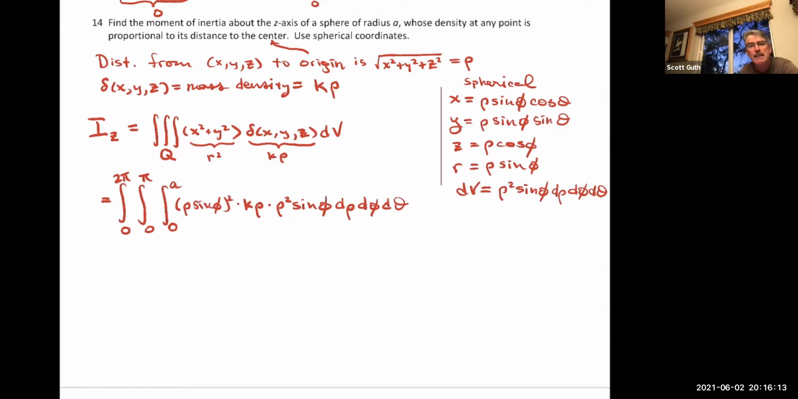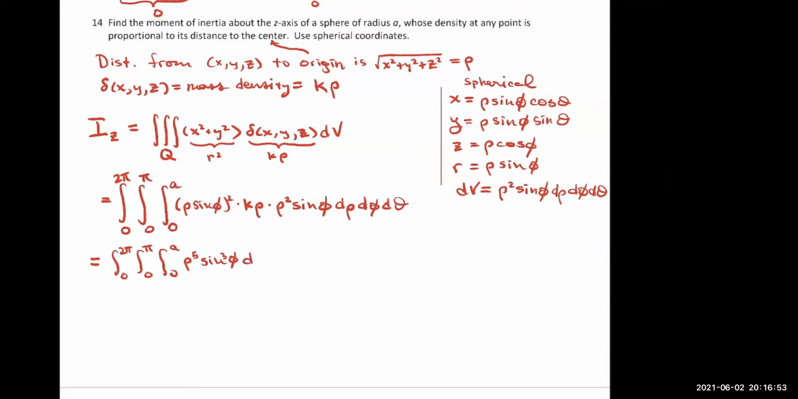Okay, the nice thing is I got a sine cubed phi. Okay, here we go. So equals the integral 0 to 2 pi, integral 0 to pi, integral 0 to a. Looks like I have a rho to the 5th, and then there's a sine cubed phi, and then just d rho d phi d theta. You have your constant too.